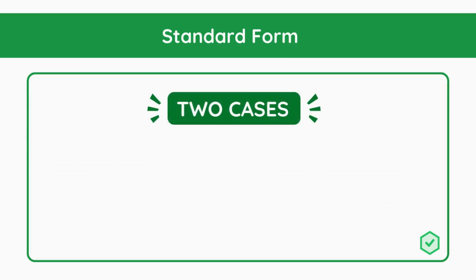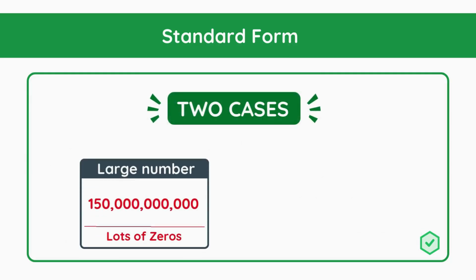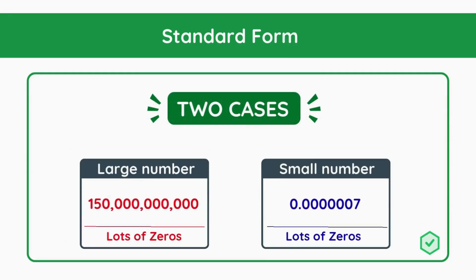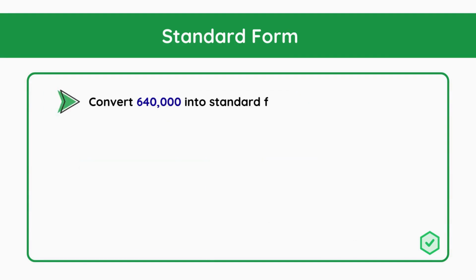Now there are 2 cases here, converting a large number and converting a small number. The method is almost the same for both, with one difference that I'll point out clearly. Let's start with a large number. Suppose we want to convert 640,000 into standard form.